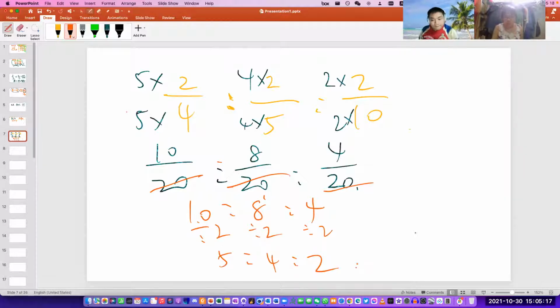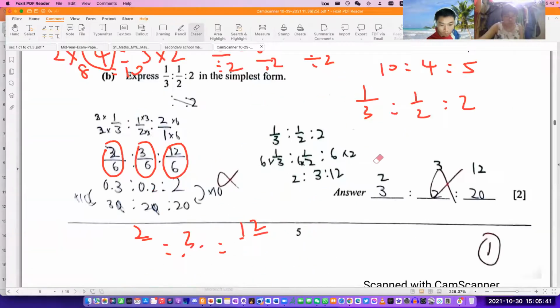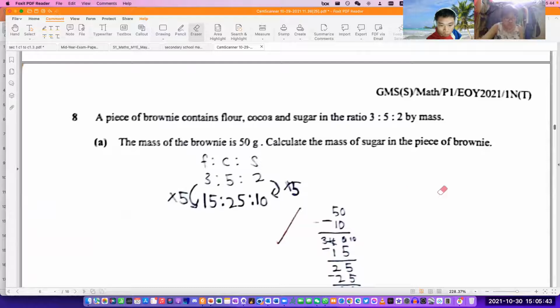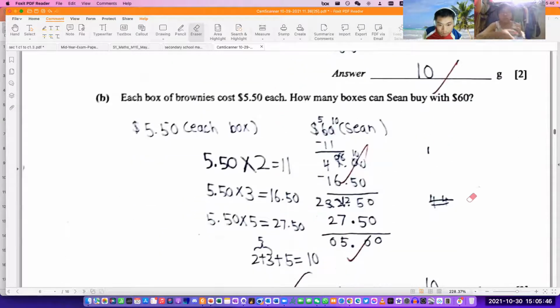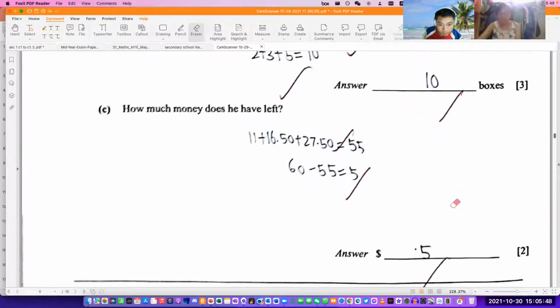All right. So to simplify the ratio, you need to make the denominator the same. Then after that, you just pick the numerator. Then with the numerator, you continue to simplify further. Okay. This one is good. This one is good.